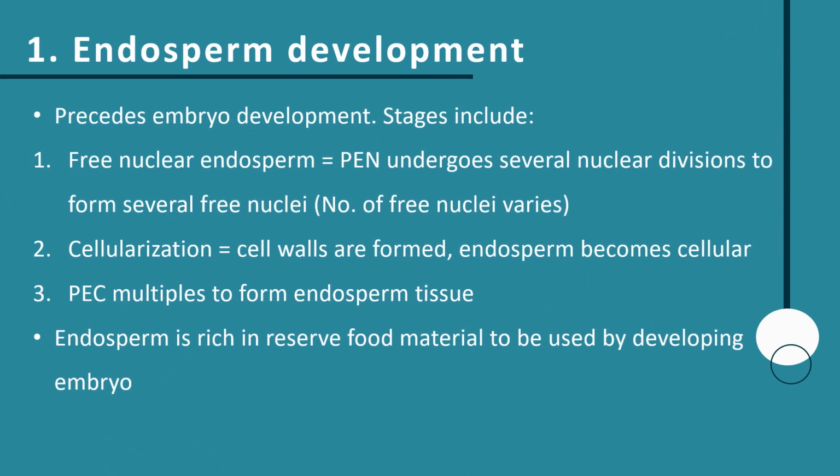Endosperm development is the first event after fertilization, and because it is rich in reserve food material, it is used to provide nourishment to the developing embryo. The process begins with the primary endosperm nucleus undergoing several nuclear divisions to give rise to several free nuclei. This stage is known as free nuclear endosperm. Following this, cellularization occurs and cell walls are laid down in order to make the endosperm cellular. This primary endosperm cell multiplies to form endosperm tissue.